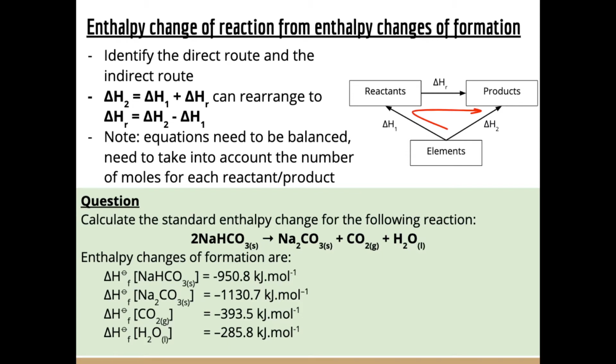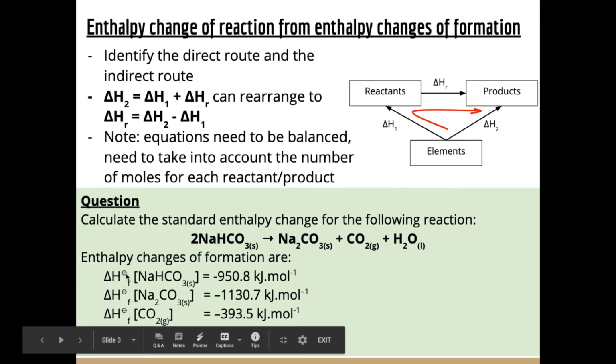Calculate the standard enthalpy change for the following reaction. We have 2 NaHCO3 going to Na2CO3 plus CO2 plus H2O. Enthalpy changes of formation are, so we've got the delta H with the plimsoll. Remember this plimsoll, if we go back to the previous video, means the standard conditions. So the delta H formation of this from its elements is that much energy. Delta H formation for that is that much energy, and so on and so forth.